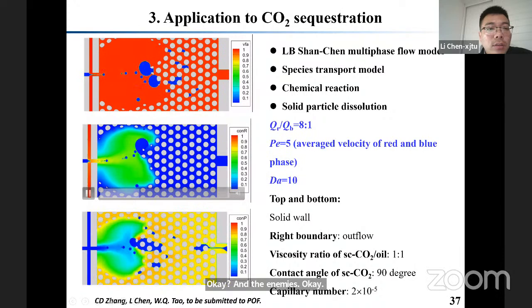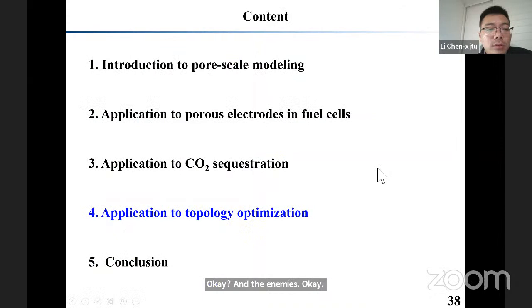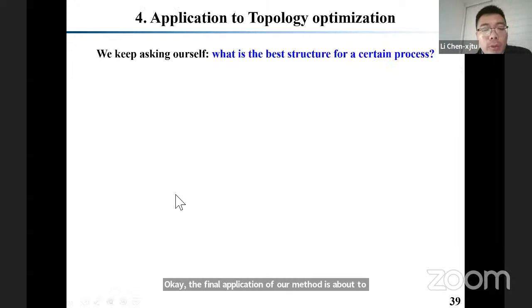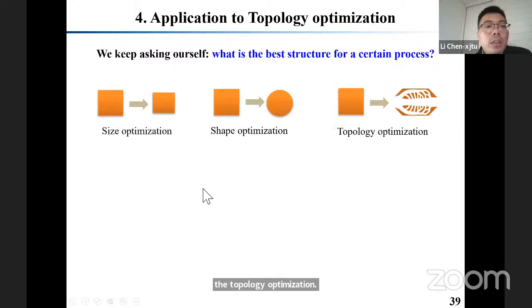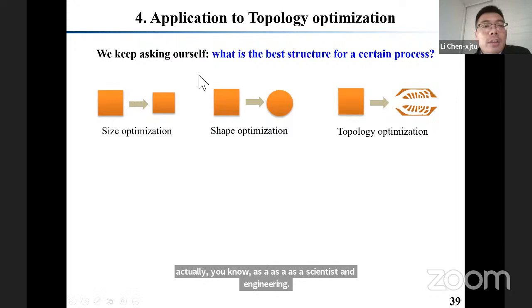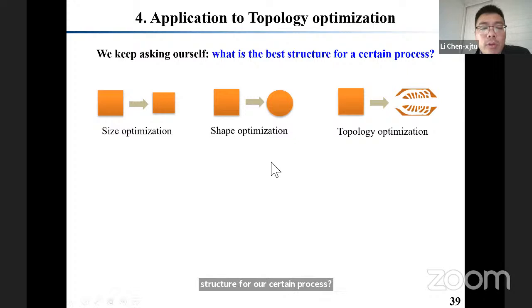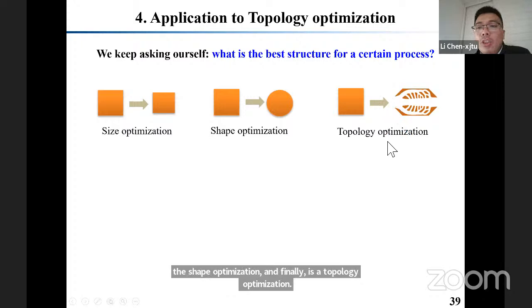The final application of our method is topology optimization. As scientists and engineers, we keep asking ourselves: what is the best structure for a certain process? There are three kinds of optimization methods. The first one is size optimization, the second is shape optimization, and finally topology optimization. You can find that topology optimization has the highest freedom, right?